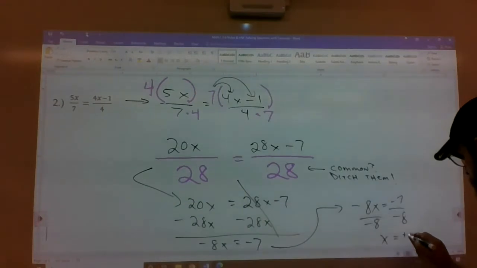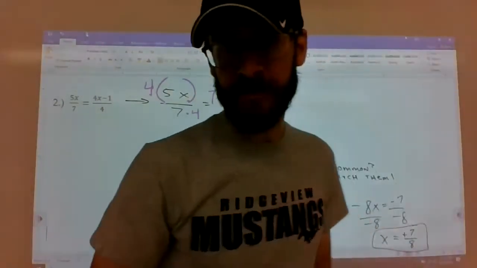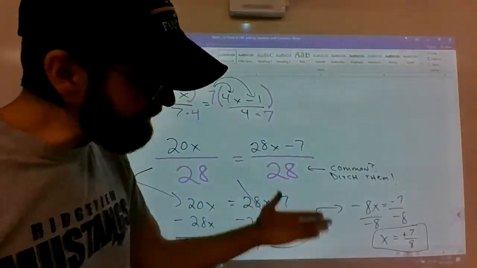X equals positive 7/8. You can't reduce the fraction. You can't make it a mixed number if the top is smaller than the bottom, so leave it. 7/8.